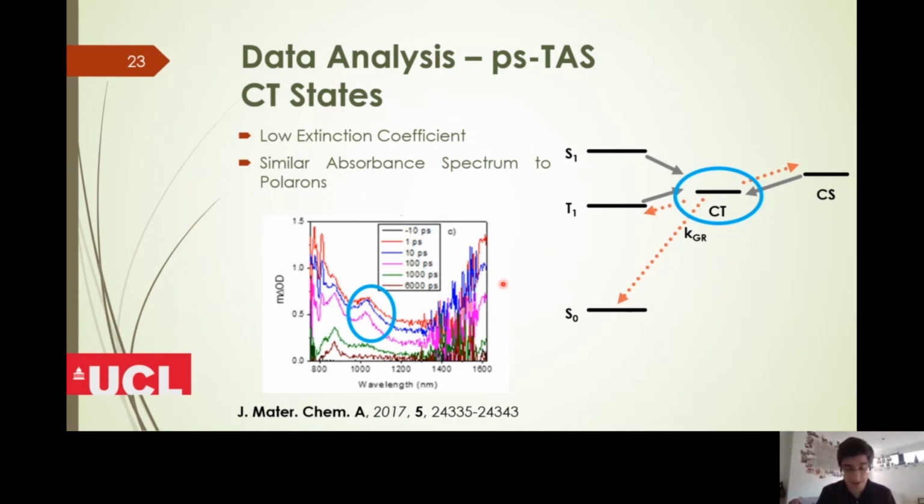This is because the CT state, remember, is a mixed state between the acceptor and donor. So sometimes it has a lot of character of either one of those. For example, here, the authors saw this feature in this paper, and they assigned it to PC60 anion. But then, doing more tests, they realized that this was not due to the PC60 anion, and they found out that it was a CT state, with exactly the same absorption spectrum as the actual PC60 anion.